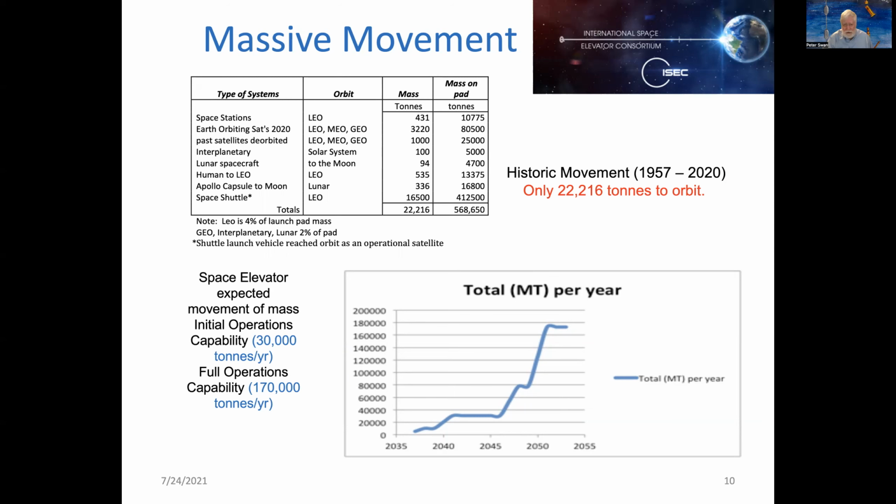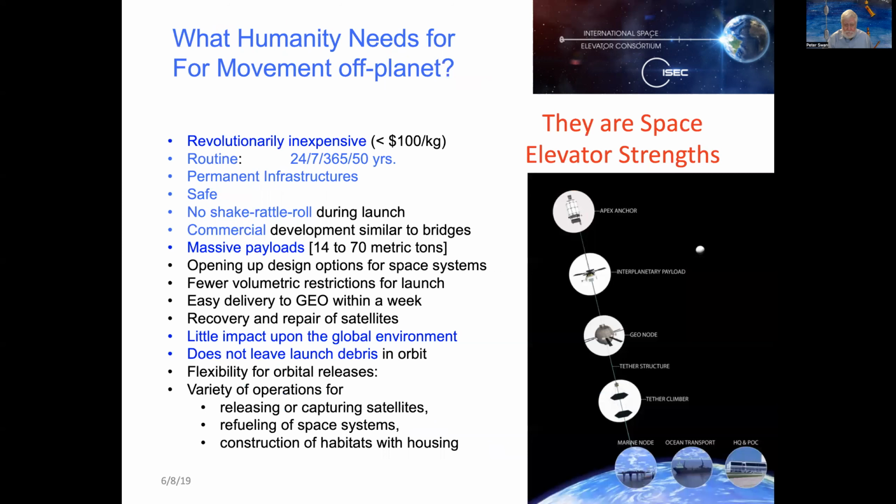Now think about that a little bit. Mr. Musk wants 1 million tons to Mars. We can do it in like 6 or 7 years. Once we get operational, it'll take a little while to get to that level, but once we get fully operational, we'll be able to move massive cargo.